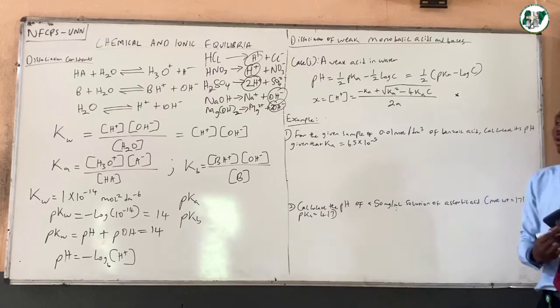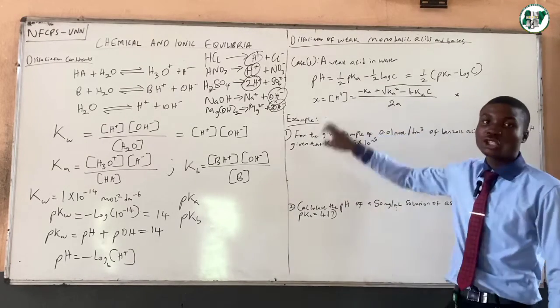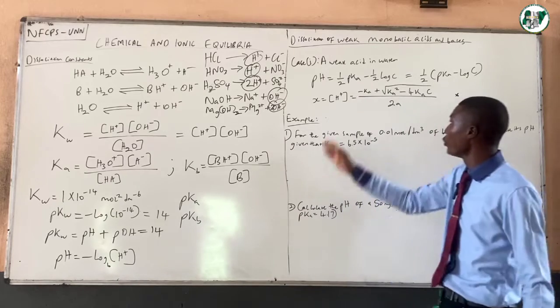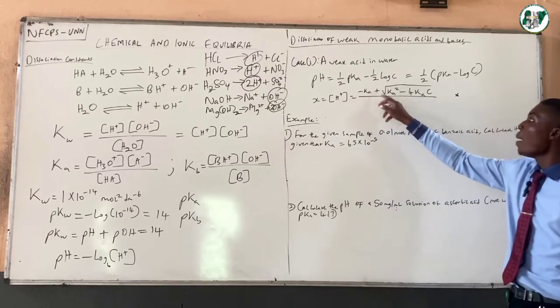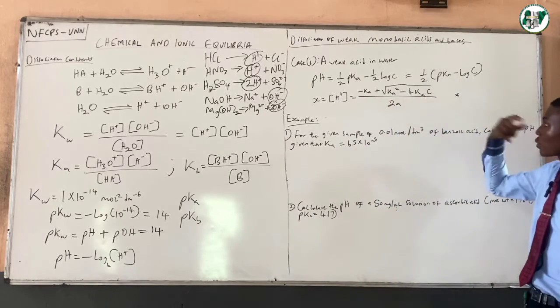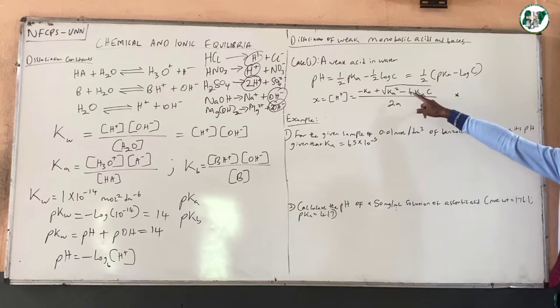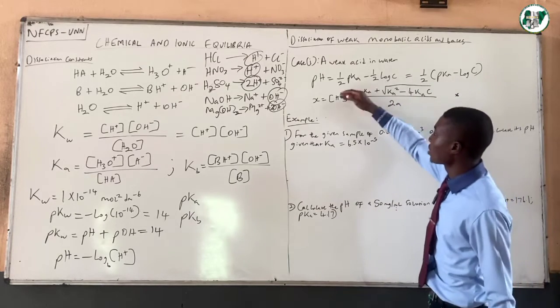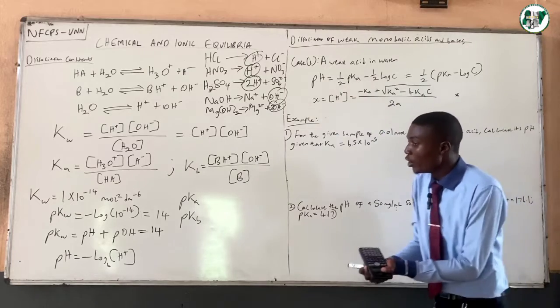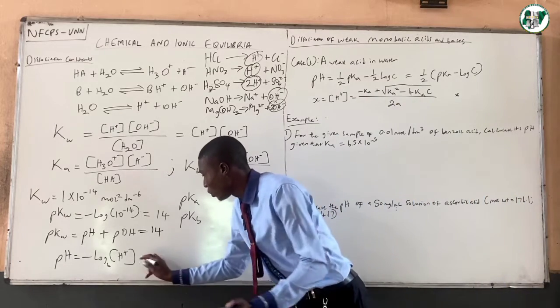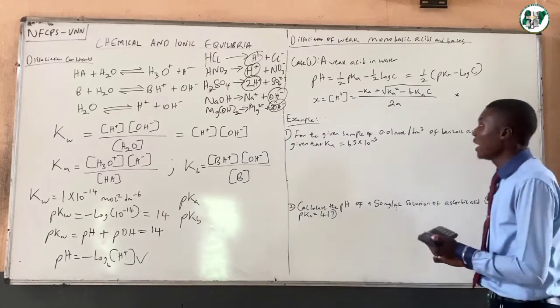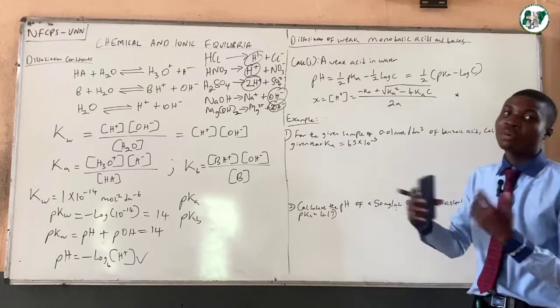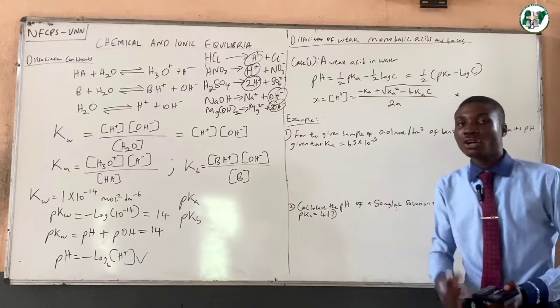And in the quadratic equation, what you are going to calculate is the concentration of the hydrogen ion, which is equal to negative Ka plus the square root of Ka squared minus 4KaC, over 2A. When you have calculated the concentration of hydrogen, you will now use this formula to calculate the final pH. So depending on the context of the question and which of them you are more comfortable with, you do your calculation. Simple tip.